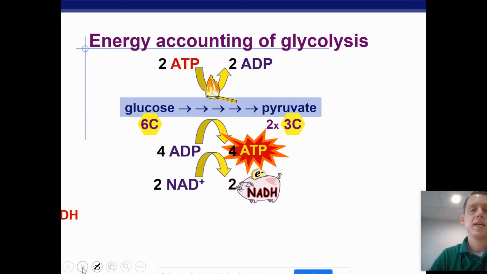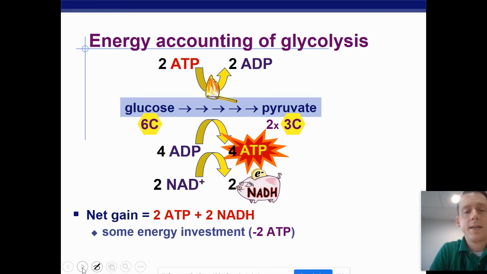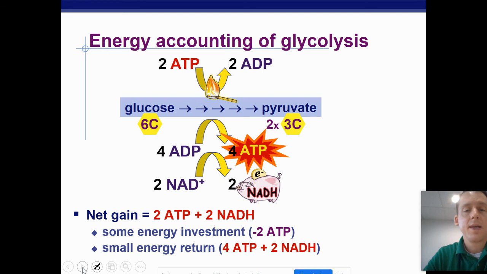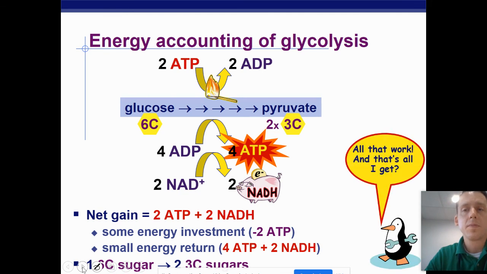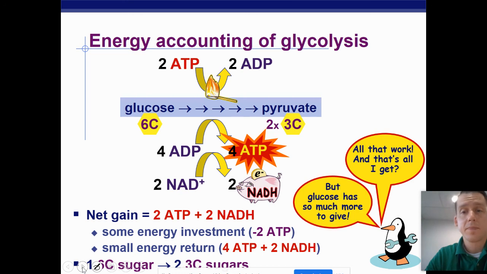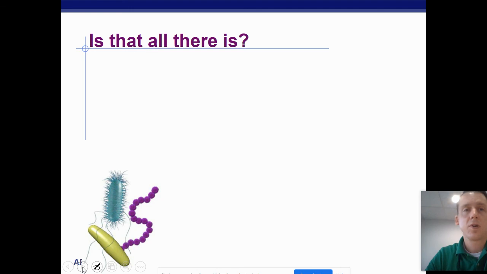Okay, so energy accounting. The net gain is 2 ATP and 2 NADH minus the investment, and we get a small energy return. And we still have the pyruvate, which is a sugar. All right, so all of that work, and that's all that we get. It's not very much, it's not very efficient, but it does give us something. The glucose, it's been broken in half, still has so much more to give.